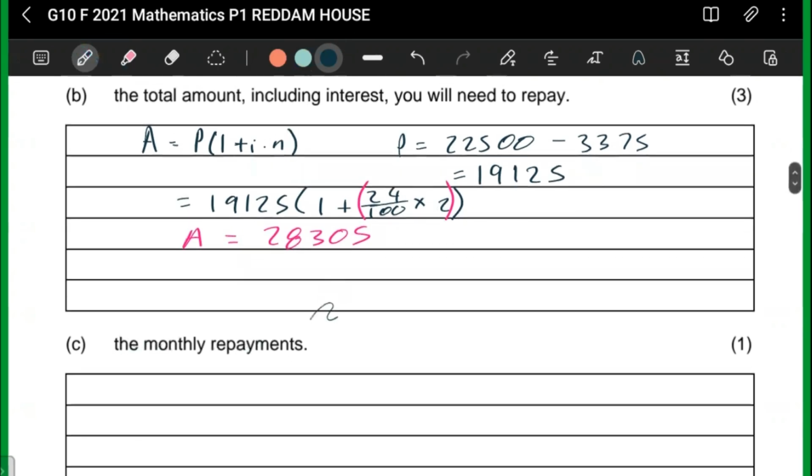Now they're asking us to calculate the monthly repayments. So it's going to be 28,305 divided by 24, because this is the amount you owe. You have to pay it over 24 months. So the amount you owe divided by what you pay over a period of 2 years, let's see what you get here. This amount divided by 24, we're getting 1,179.38.